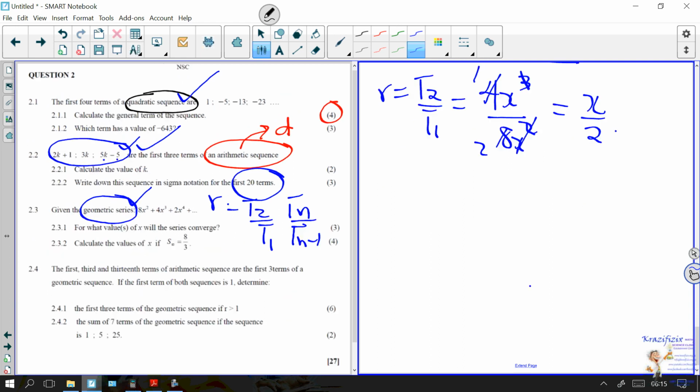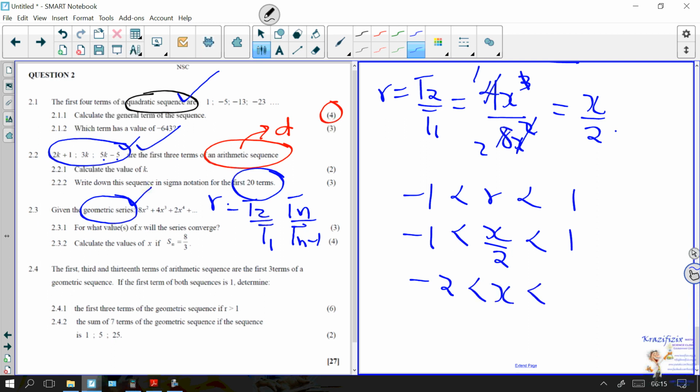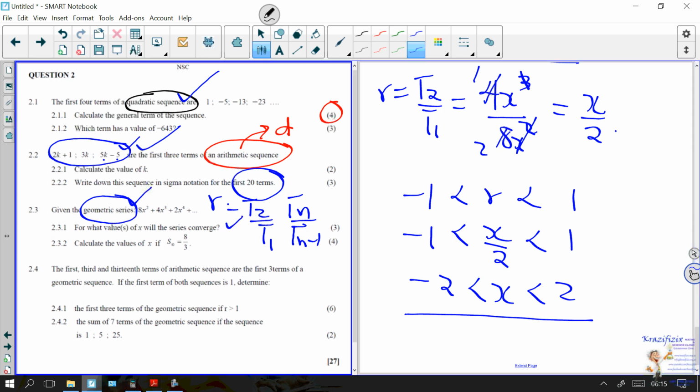So I now come back here and say -1. Remember, this is our rule. But what's my ratio? X over 2. You need to just do this at the same time. Multiply everything by 2. -2, you have that, and you have 2 there. And that's the value of x. X must be between -2 and 2 for this series to converge. Calculate the value of x if the sum to infinity is 8 over 3.